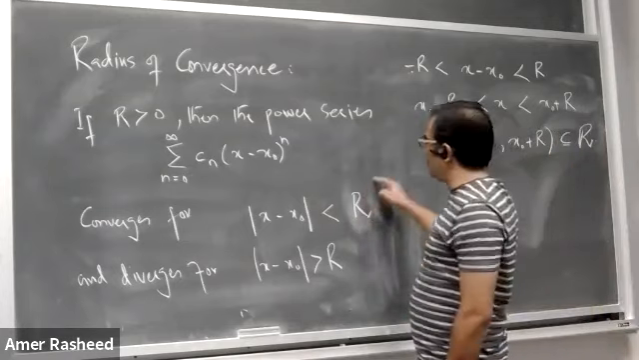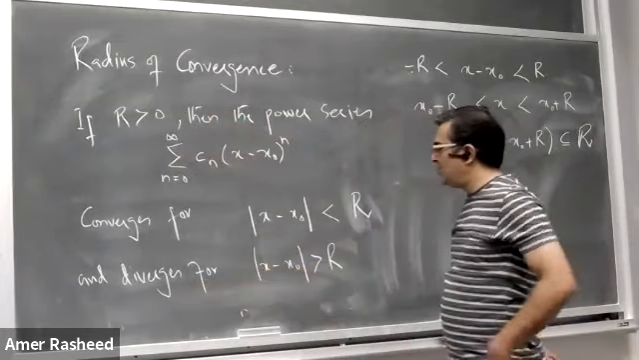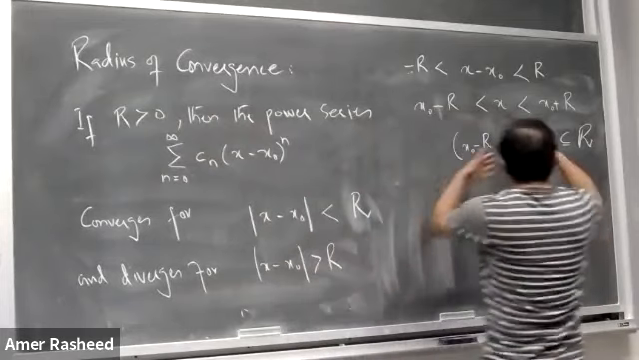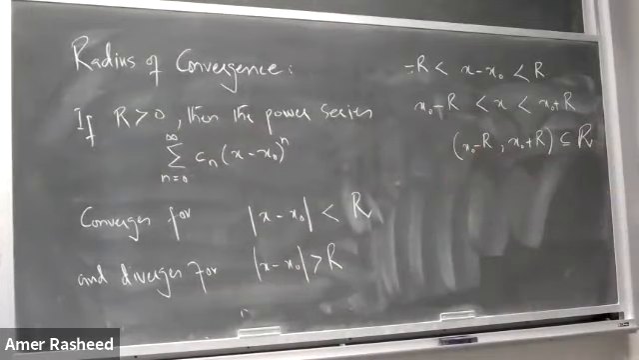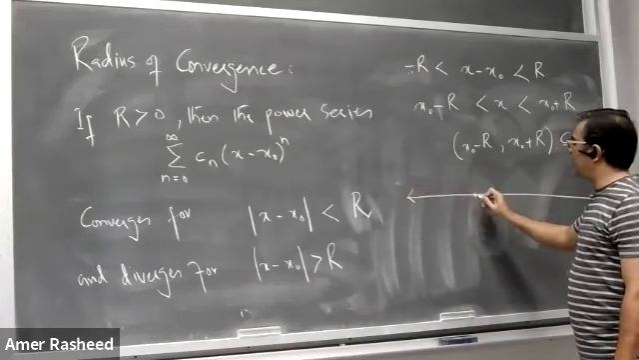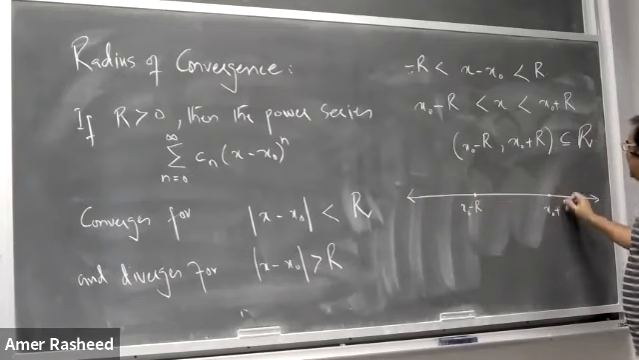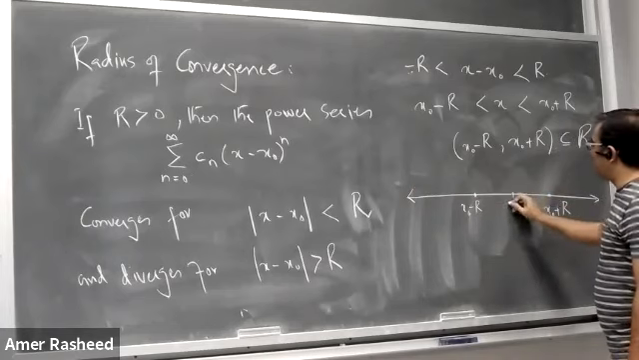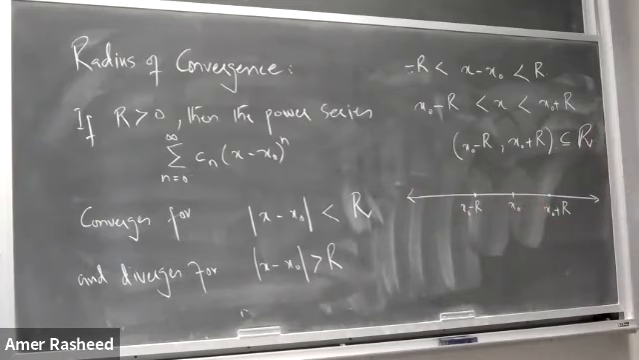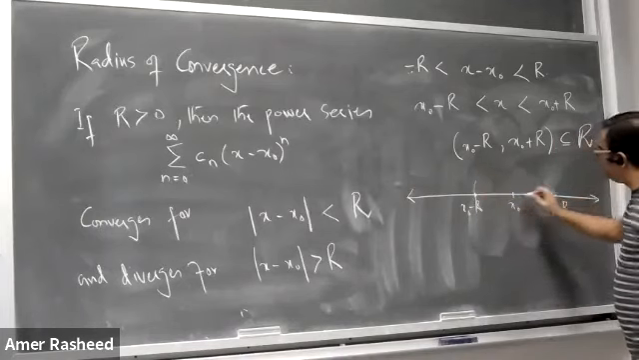And if this is true, then that same series must diverge for all the values outside this interval. If we draw this interval on the real line, then we can say that if this is your x naught minus r, and this is your x naught plus r, then we must have x naught here, which is the center of this interval. This is basically an open interval.